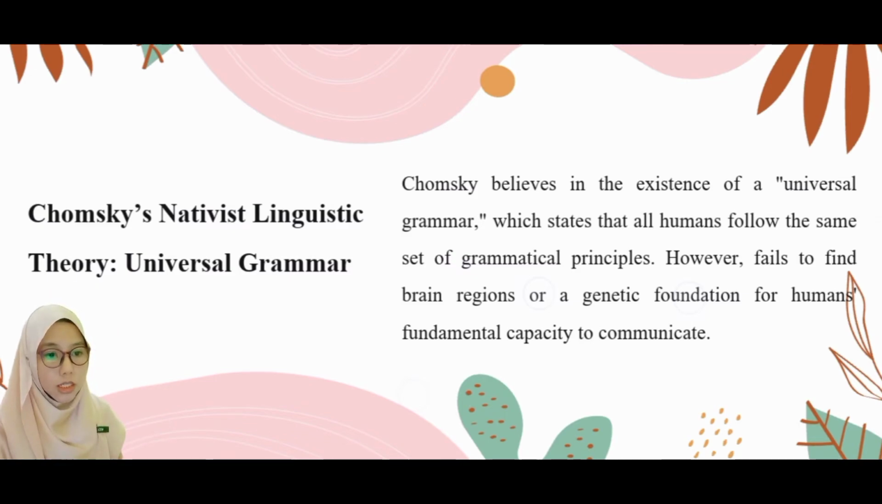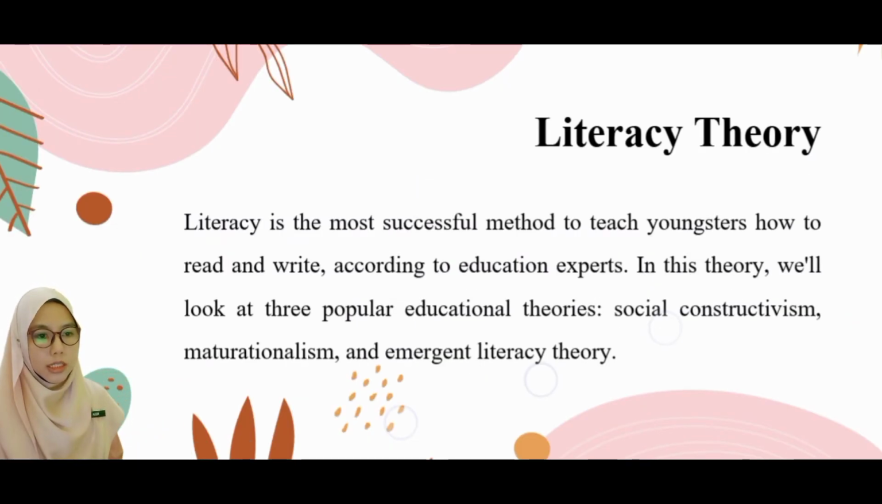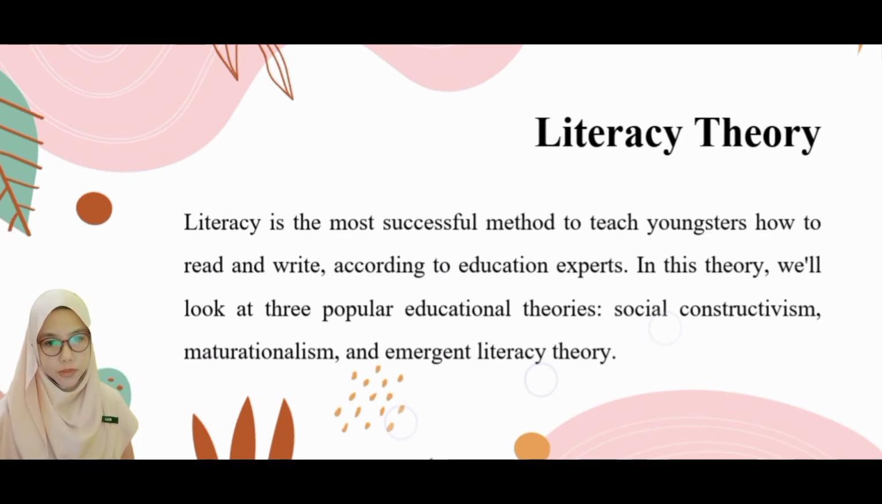Chomsky believed in the existence of a universal grammar, which states that all humans follow the same set of grammatical principles. However, he failed to find a brain region or a genetic foundation of the human fundamental capacity to communicate. Okay, next for the literacy theory.